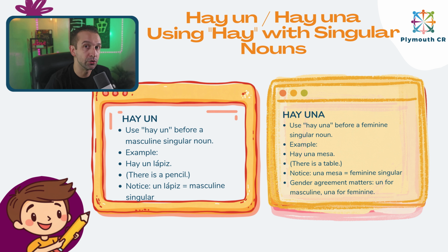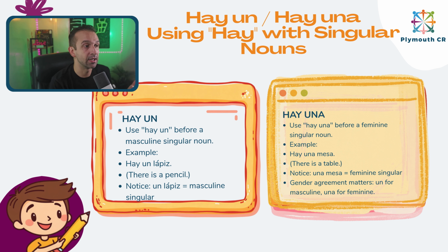One way in which we can use "hay" is by specifying the number of things that there are, for when there is a singular thing that is masculine or a singular thing that is feminine. So we use "hay un" before a singular masculine noun, and "hay una" before a feminine singular noun. And we have these examples. "Hay un lápiz," because lápiz is masculine, so we use "un lápiz." There is a pencil. Un lápiz, masculine singular.